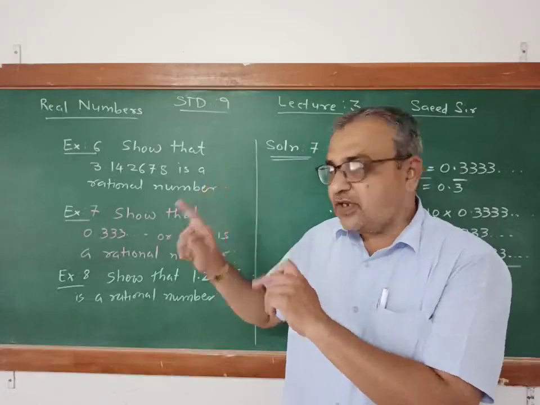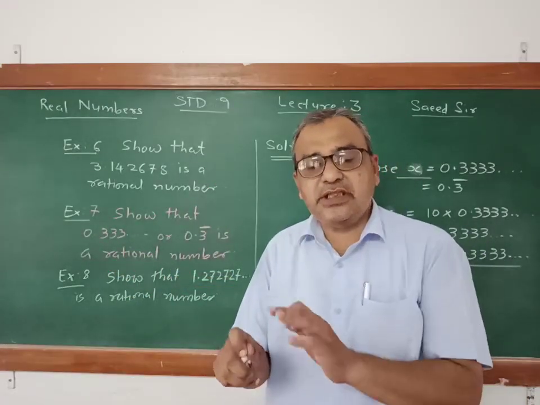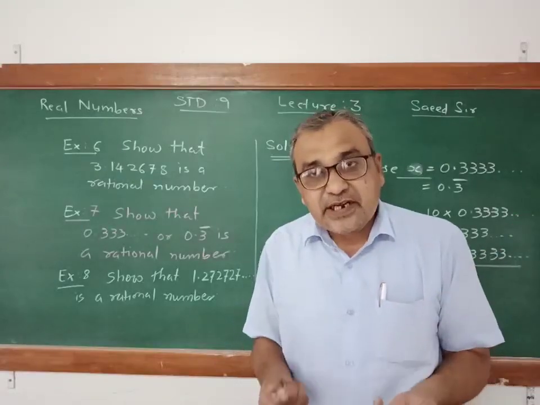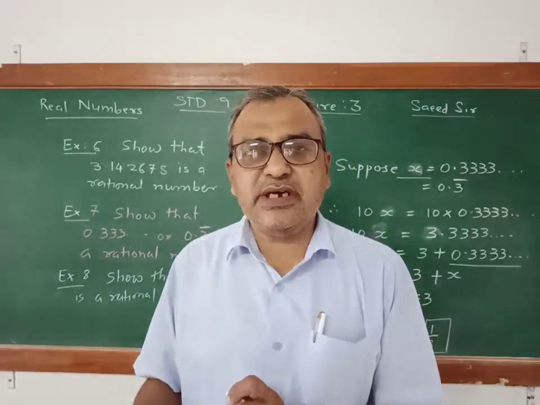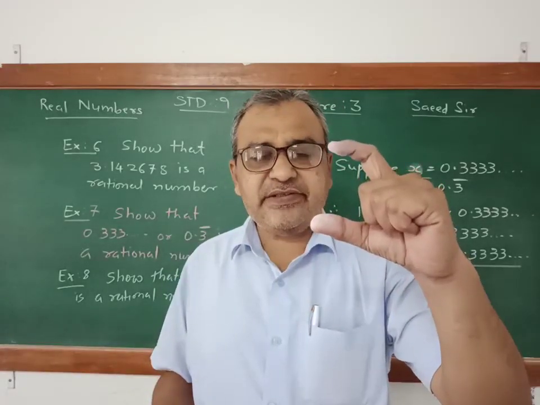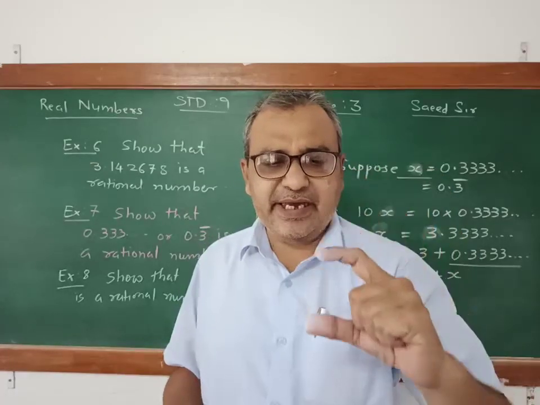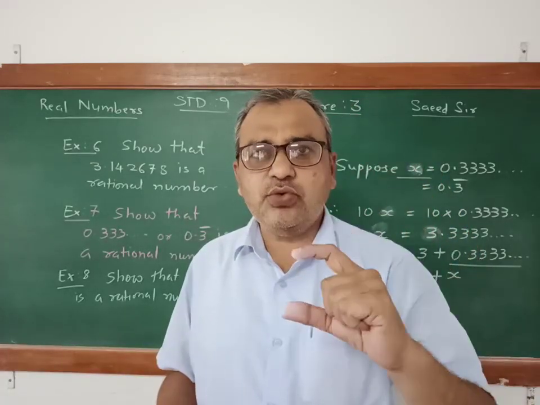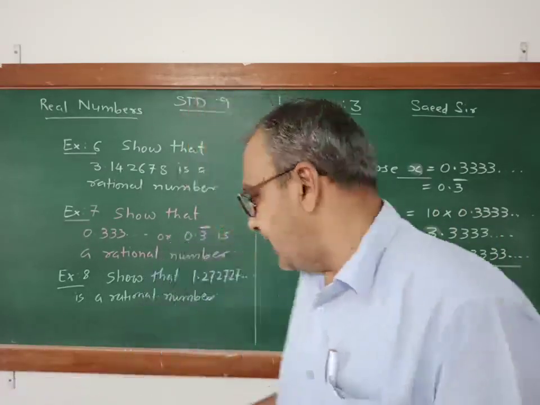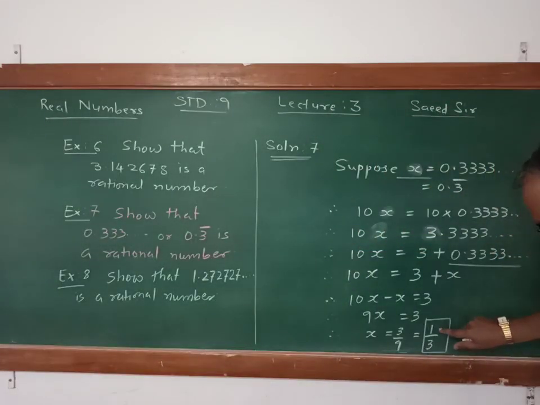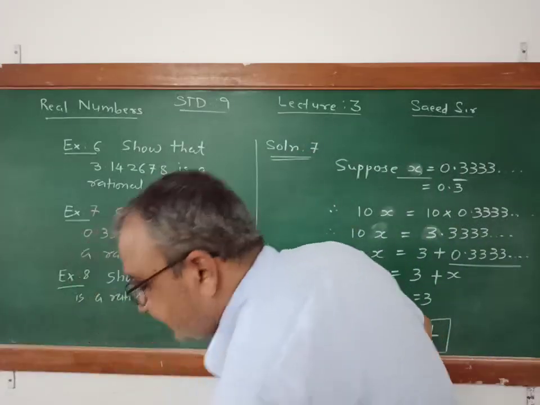Now what is the question? 0.3333 repeating endlessly, is it a rational number? And what is the definition of a rational number? The definition is: if any number is expressed in the form of p by q, where p and q are integers and q is not equal to 0, then that is a rational number. Now what is the expression? It comes to 1 upon 3. 1 is an integer, 3 is an integer, and 3 is not equal to 0. So it is a rational number.